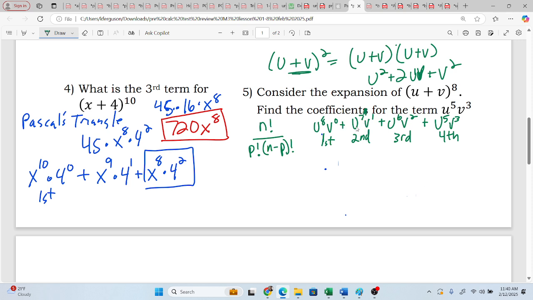So then as I go along, I got 7 and 1. Then I got 6 and 2. Then I got 5 and 3. Because when I add the two exponents, I get the power that I started with, 8. The first one went down, the second one went up. First one went down, second one went up. So if I want to find the coefficient, what number needs to go in front of here for that?